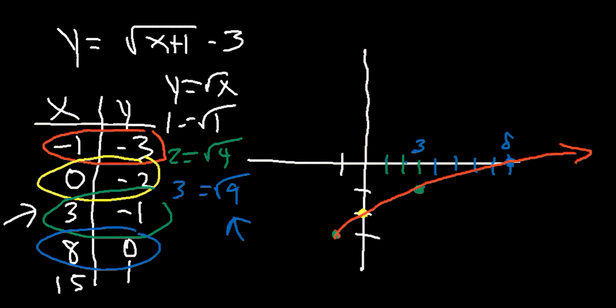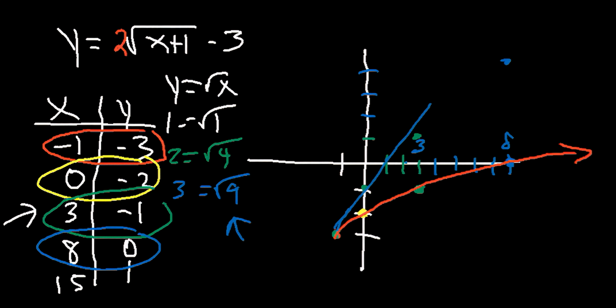Now keep in mind, if we put a 2 in front, everything is going to double. So instead of going up 1 as you go 1 to the right, you're going to go up 2. As you go 4 to the right, instead of up 2, you need to go up 4, which is somewhere over here. And as you go 9 to the right, instead of going up 3, you need to go up 6, which will be somewhere over here.